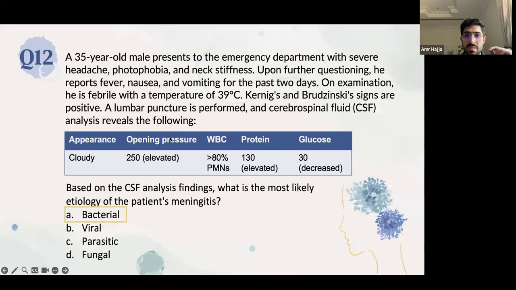So they gave us a scenario, and then they put these things. For example, the opening pressure, they put the WBCs, proteins, and glucose. Unfortunately, they didn't put normal values, but maybe it was a mistake and the question was deleted. I'm not sure, but they have to put the normal values, so don't worry about this.